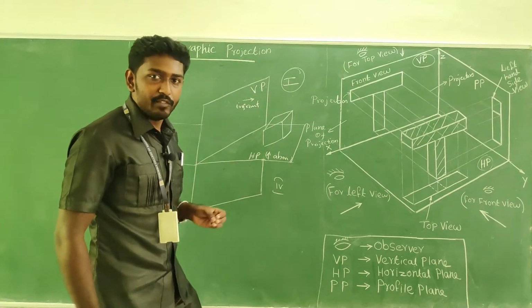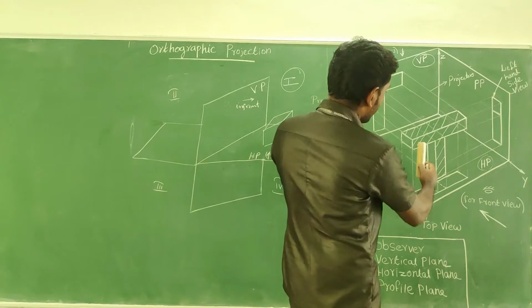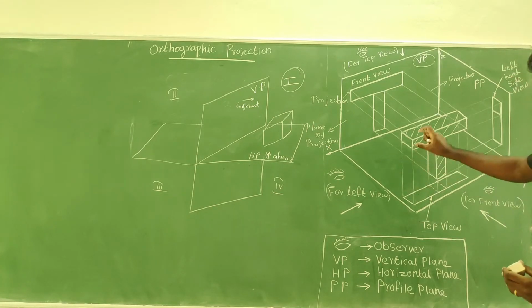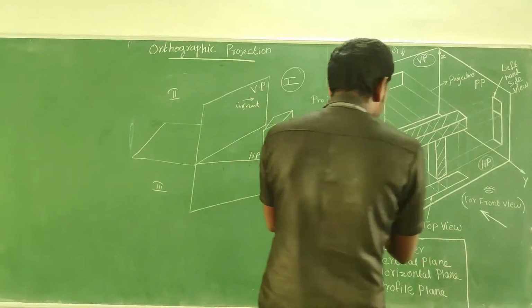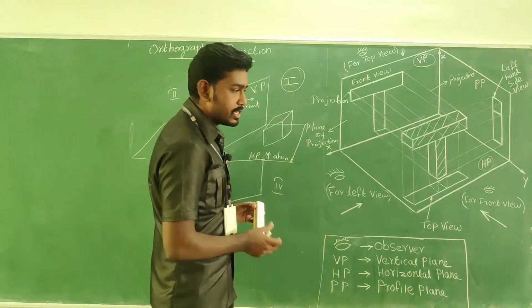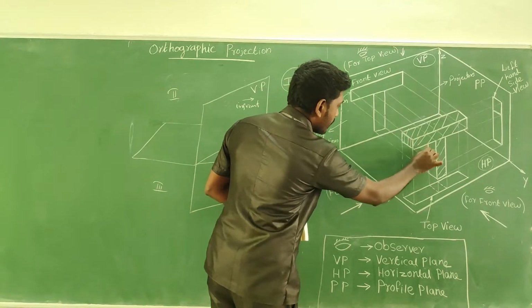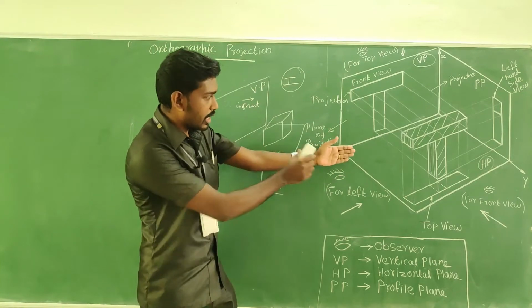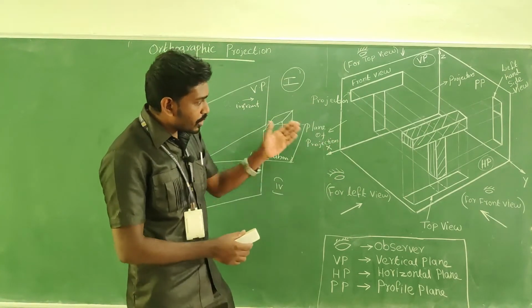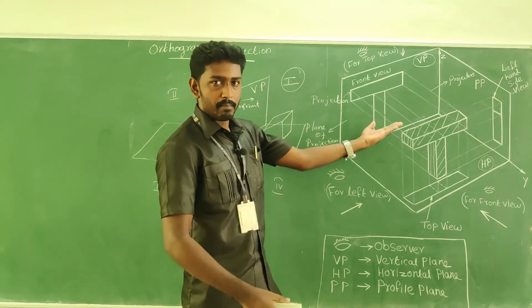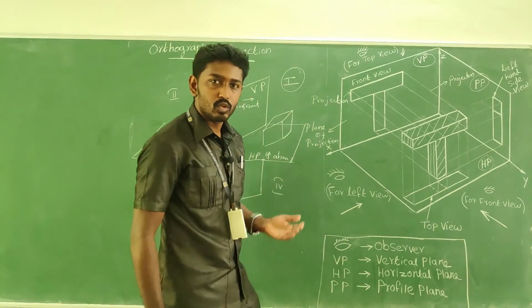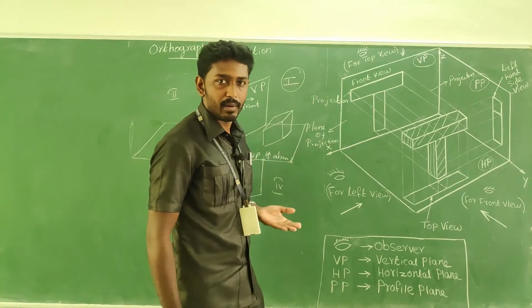Then move to the side view. Here the left side view is visible. If I stand here, this will be my left side and this will be my right side, right? So if I want to look at the left side, I have to look from here. If I see the object, these are the portions that can be viewed when we look 90 degree to it, right? So this will be thrown to the plane PP, that means the profile plane, right?